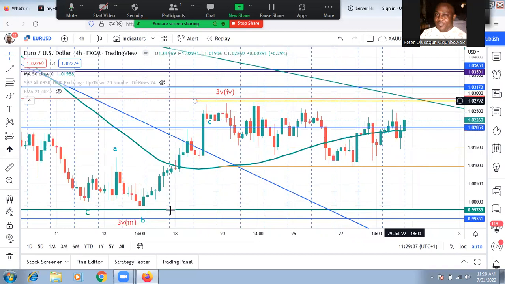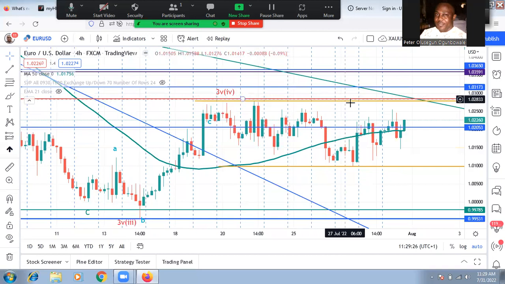But from the wave count and the wave analysis, this seems to be like a 3 of 3.5, and not until we break above here. Not until we break above 5. The correction is very deep for this 335. It's very deep for it, but not until we break above here.